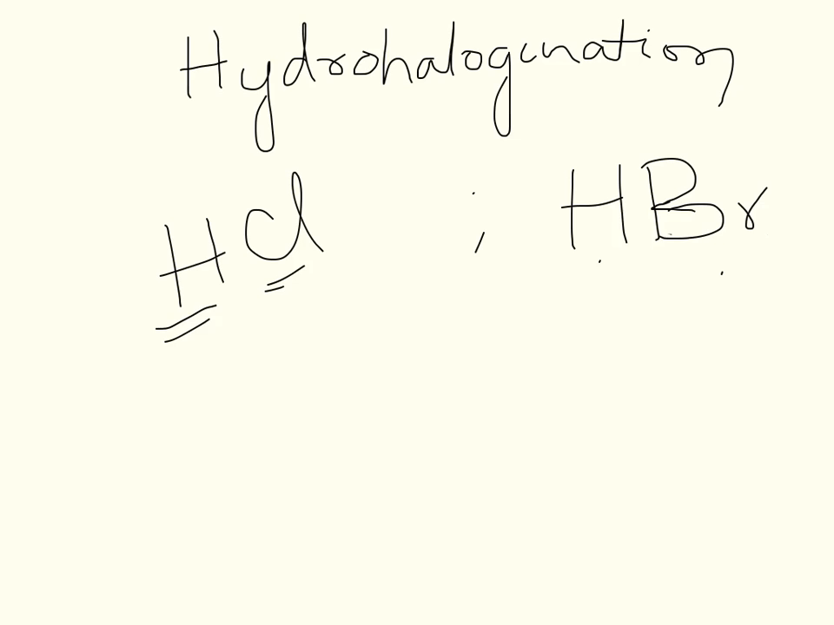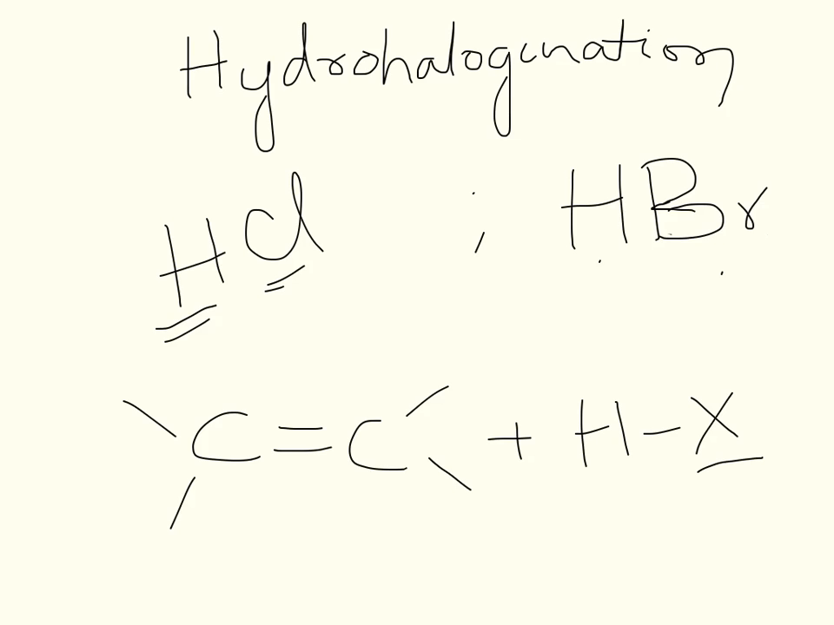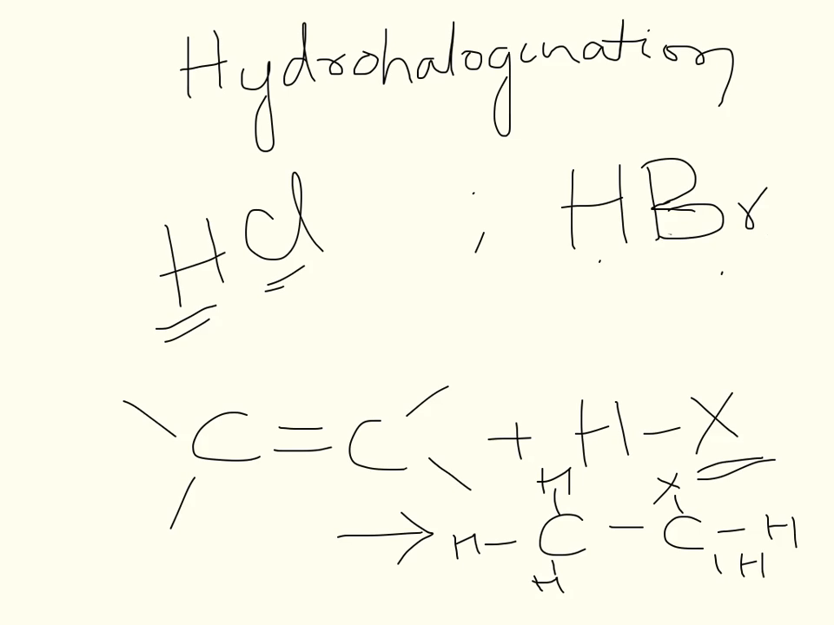Okay, so the general reaction is this, where a hydrogen halide, and I'm representing halogen with X. So you get an alkane with one halogen, so you get a haloalkane. But what are the steps involved in this reaction?